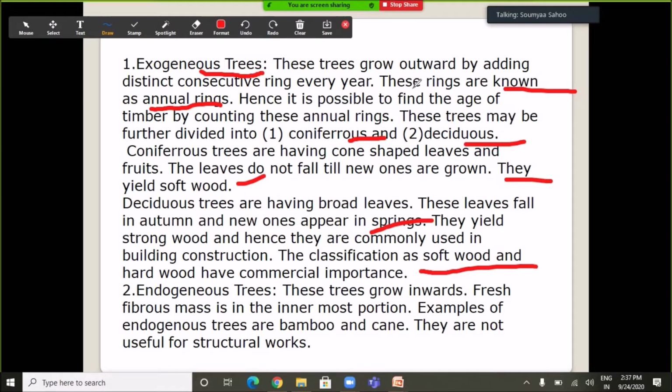Endogenous trees are those trees whose growth is inwards. So fresh fibrous mass is in the innermost portion, and the most common examples of endogenous trees are bamboo and cane, and these trees are not useful for structural works.